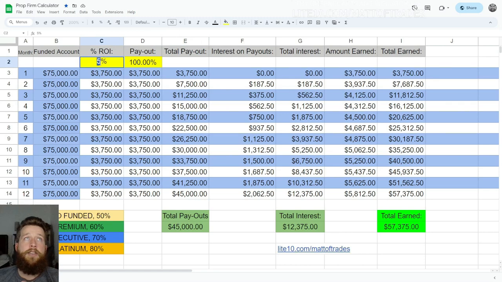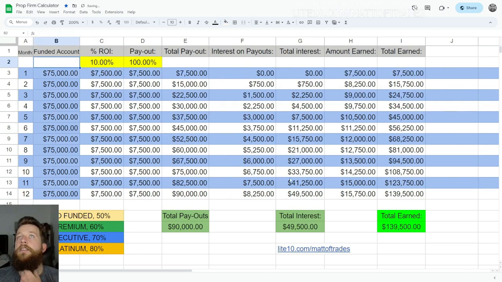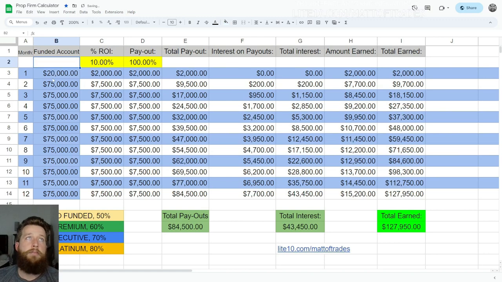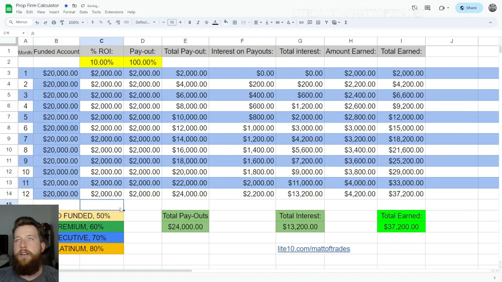Now, let's say you're the trader that's able to manage a 10% return. Okay, it's going to look a lot different. So yeah, just on that first month, 10% return on $75,000, you're going to make $7,500 in that one month. Now, let's say you have $20,000 after a year. Where would you be if you reinvested everything? $4,200. Okay, let's see, $30,000.